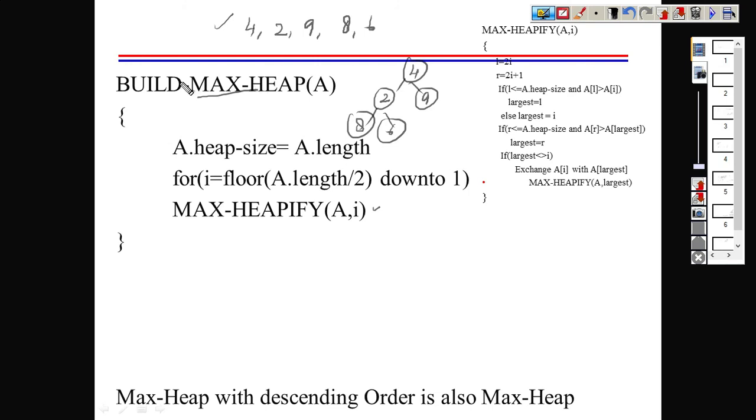Build max heap is the name given to the algorithm, but our objective is to generate or create a maximum heap. We need to pass an array. Whatever array you have, you just pass it, and after some processing you will get a sequence which is converted into the maximum heap. So let's see how it will work.